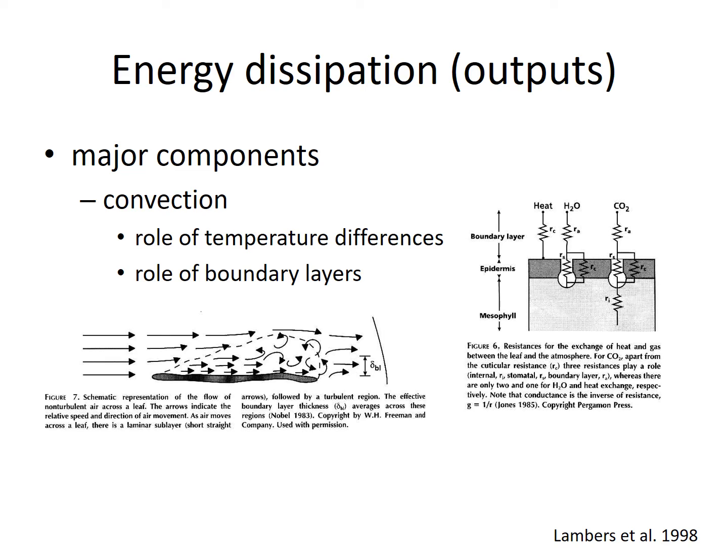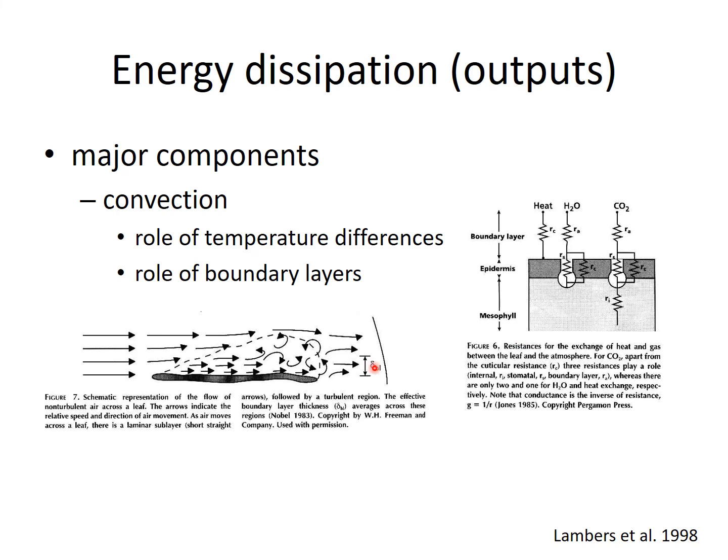Convection can be modified in a couple of ways. In terms of temperature difference, the bigger the temperature difference between the leaf and the air, the higher the rate of convection. Convection is also influenced by boundary layers. Now we talked about boundary layer resistance when we talked about controls over leaf resistance or water loss. And if you recall, I mentioned that boundary layer resistance, while it's not usually important for controlling water loss from leaves, is actually pretty important for controlling convection from leaves.